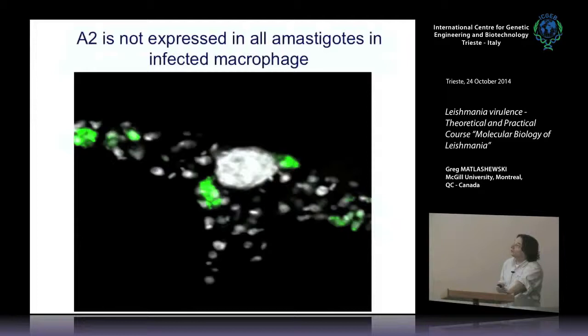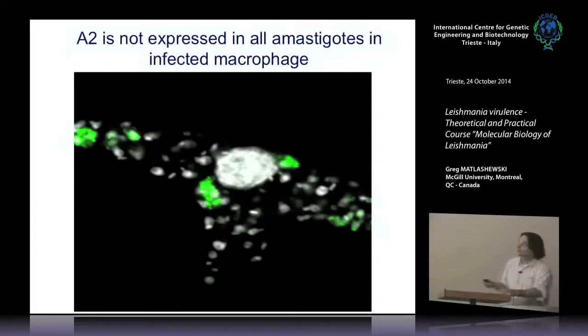And there was another interesting aspect of A2. If you infect macrophages, and this is a macrophage cell here, the nucleus of the macrophage cell, and this is heavily infected with amastigotes. So these are amastigotes shown here. And the green is where the A2 proteins are expressed. And one of the things that's very obvious is that not all of the amastigotes are expressing A2.